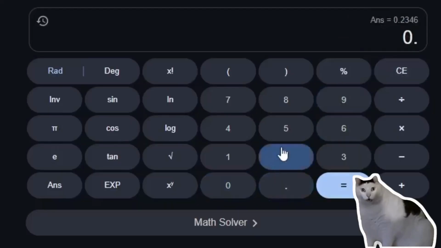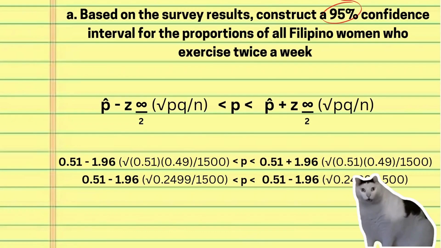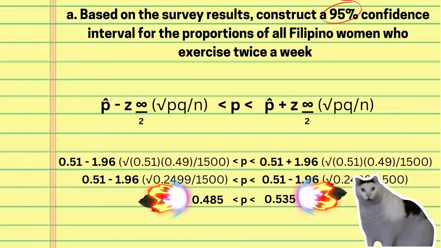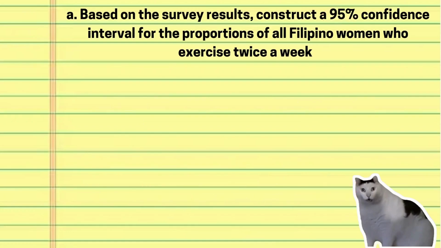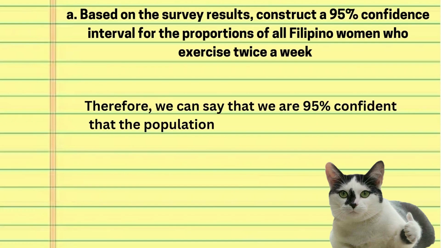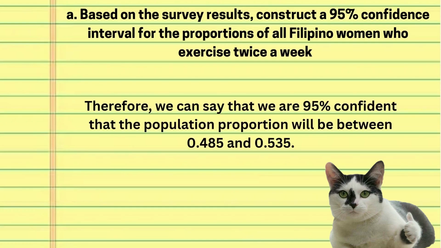So calculate 0.51 times 0.49, which is equal to 0.2499. So the answer is 0.485 and 0.535. Now to interpret, therefore we can say that we are 95% confident that the population proportion will be between 0.485 and 0.535.